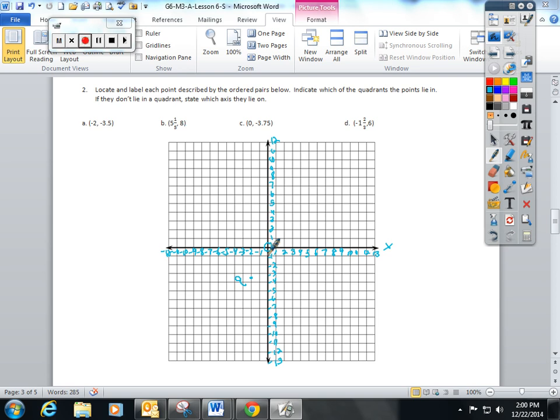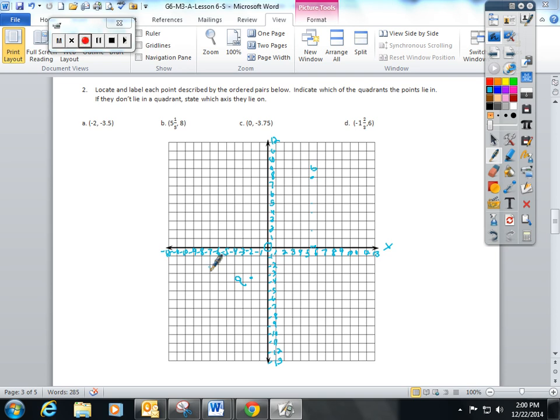The next one, I'm doing 5 1/5 positive and +8. So I start at the origin. You're going to go over to +5, and you can kind of break it into 4 lines. That would give you fifths in between 5 and 6. So you go over to 5 1/5 and up to +8. 1, 2, 3, 4, 5, 6, 7, 8. And I'm going to call that point B.